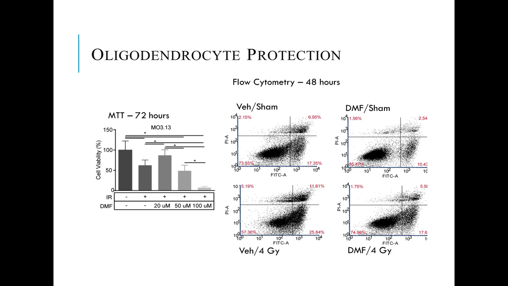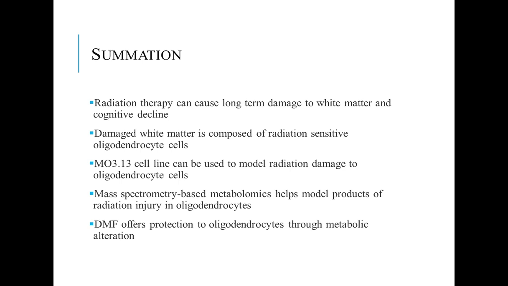So in summation, radiation therapy can cause long-term damage to white matter and cognitive decline, and damaged white matter is composed of these radiation-sensitive oligodendrocyte cells. The MO3.13 cell line, which I showed you, can be used as a good model for radiation damage to oligodendrocyte cells and is well paired with mass spectrometry-based metabolomics to help model products of radiation injury in oligodendrocytes. I've also shown you a case study in which we showed that dimethyl fumarate can offer protection to oligodendrocytes through metabolic alteration.